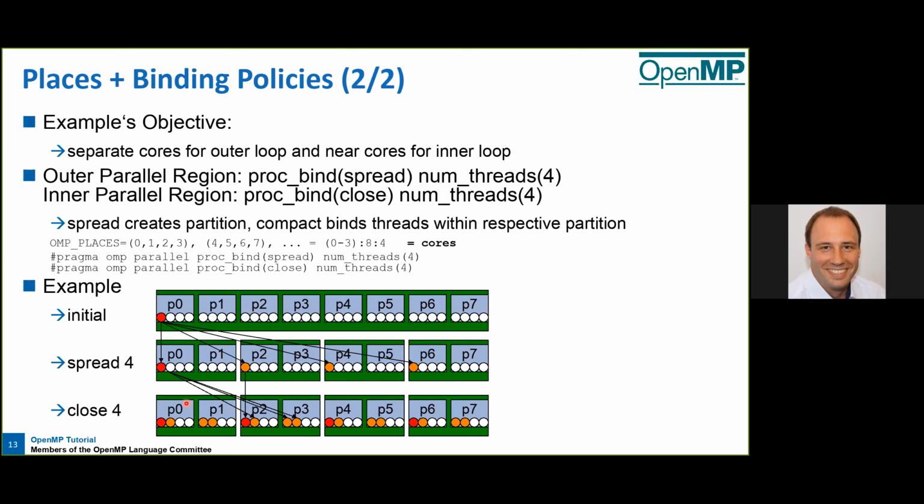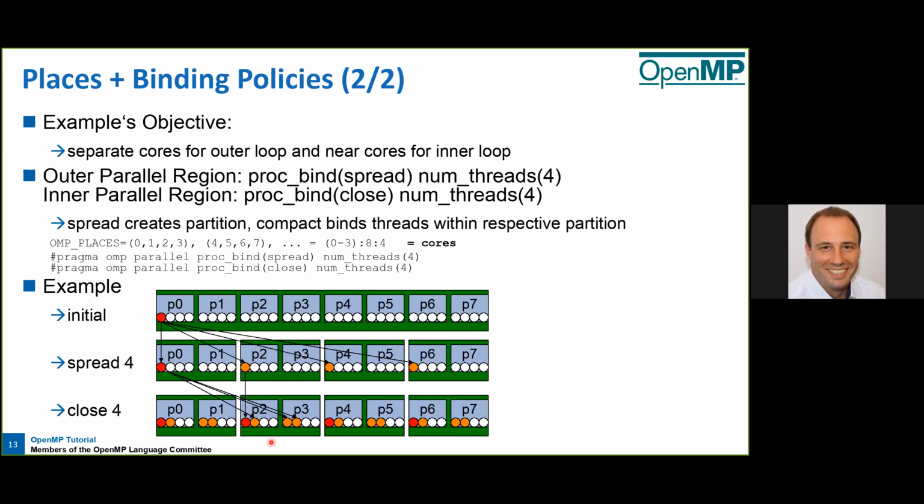These arrows are wrong, sorry. These arrows are actually meant to start all here with this yellow bubble. So the idea is that within the place list partition created by spread, if we start another parallel region, then these inner threads will remain within the partition that has been created by the proc bind, meaning the thread affinity policy, on the outer parallel region.